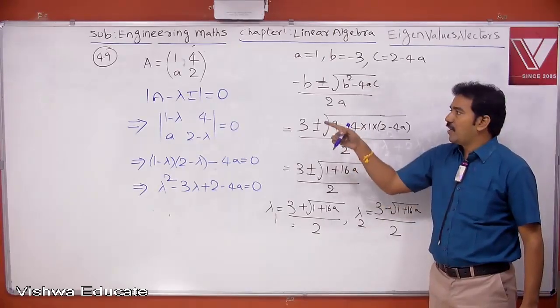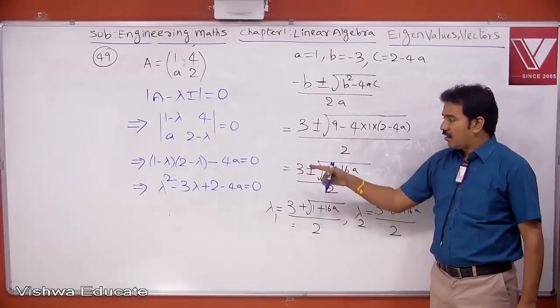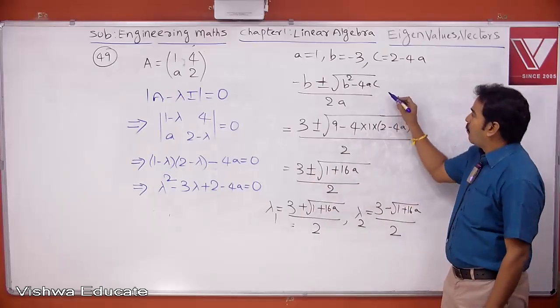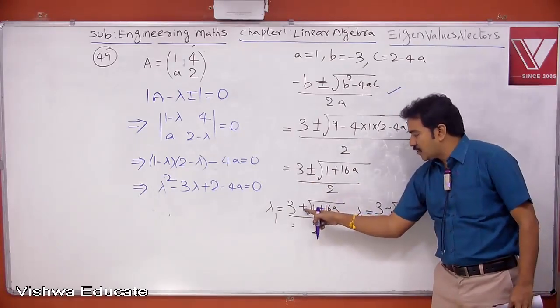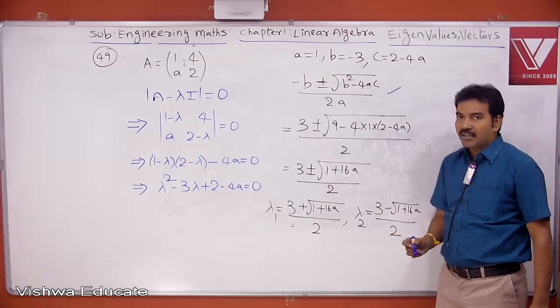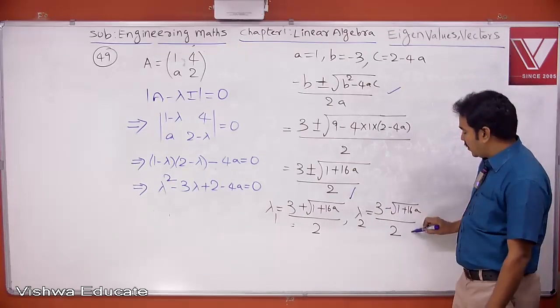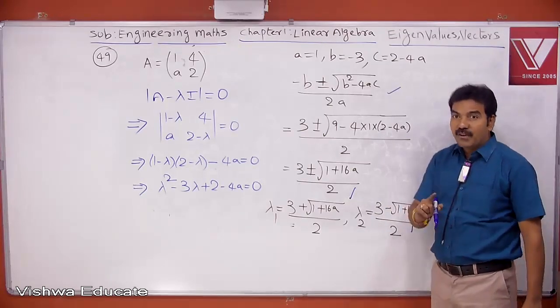Det of A minus lambda I equal to 0. I got a second degree equation. I have applied this formula so that I got two eigenvalues. One is with plus in between, another is with minus. When you look at this and this, both must be real.